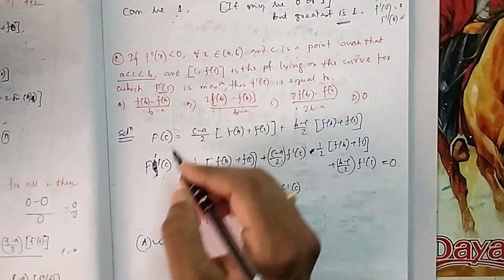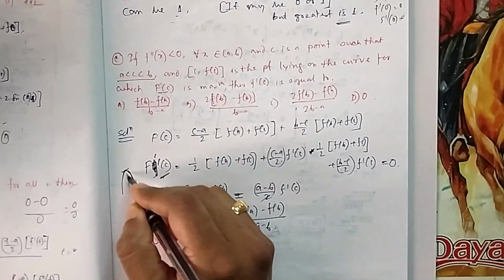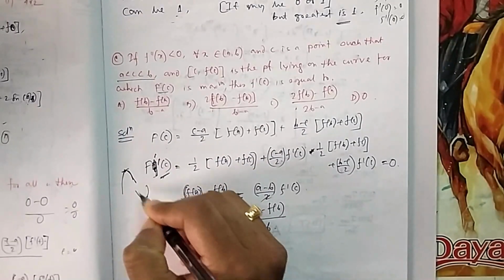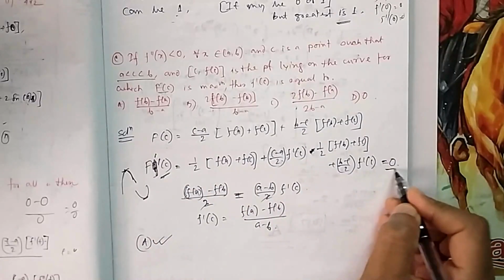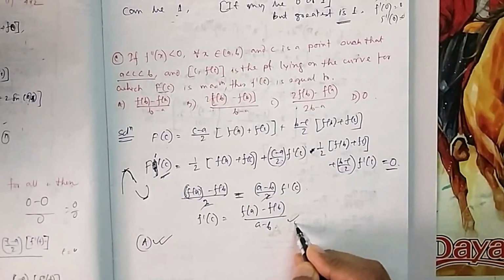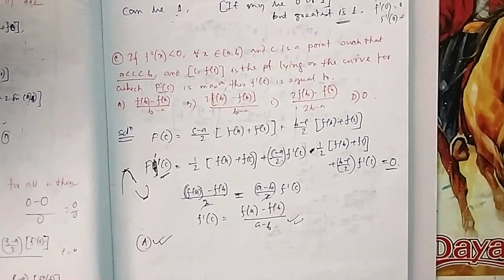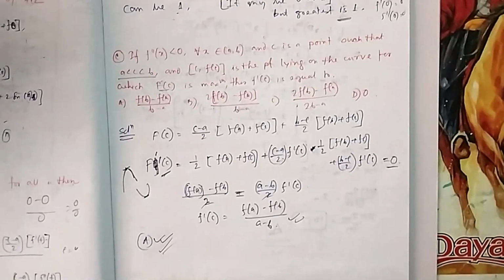Now because c is the maximum point, at maxima or minima, as you will learn in the application of derivatives, this differentiation is 0. So if you equate it with 0 and take f dash c to one side, you will get this answer, because you need to find the small f dash c. So this will be (f(a) minus f(b)) by (a minus b), that is your option A.